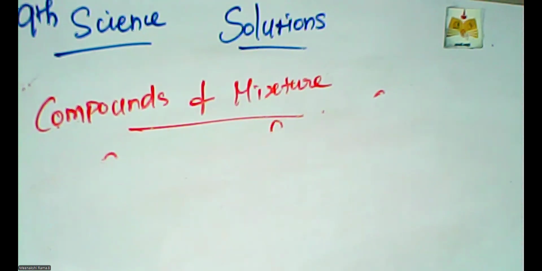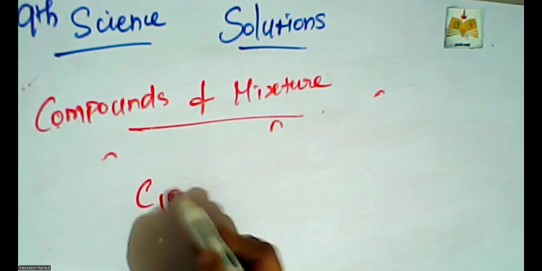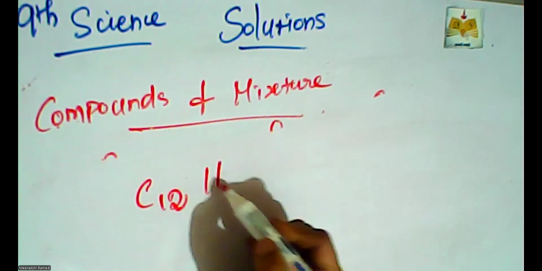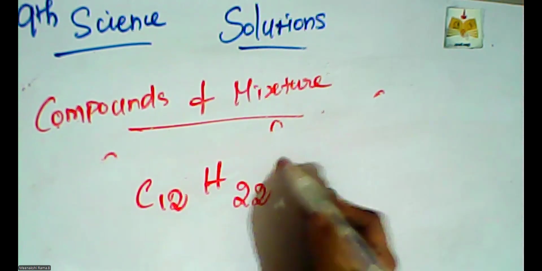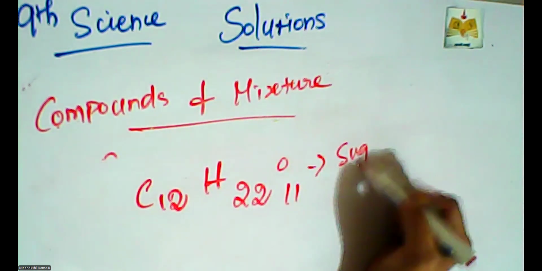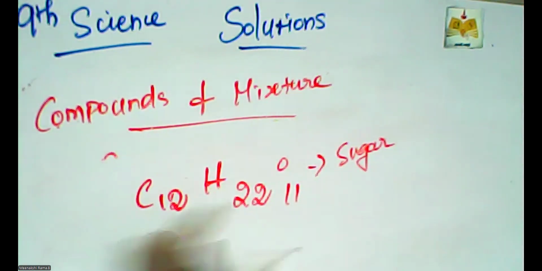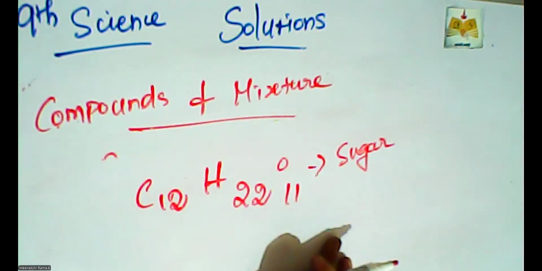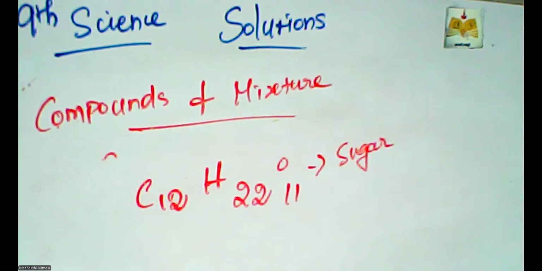Another example is sugar. Normal sugar, C12H22O11. This is the formula of sugar. Carbon, hydrogen, and oxygen, three elements are joined to form normal sugar. So it is also a very good example of a compound.